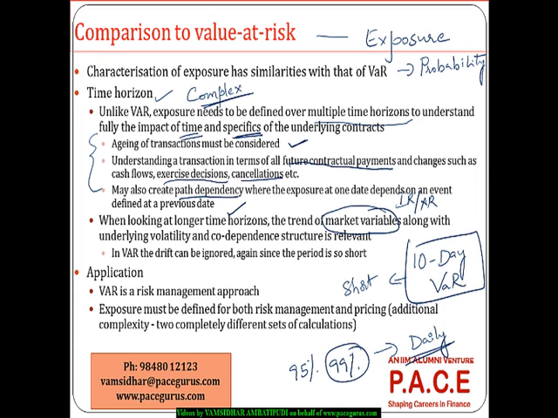And two, when I'm looking at a very long term horizon, various market variables like interest rates, exchange rates, a lot of market variables, they can move drastically. Their volatilities can move drastically. Their correlations can move drastically. So apart from the volatility part, even the drift can come into the picture when I am looking at the computation of exposure. But in case of VAR, we generally ignore the drift term because the time period is very small.